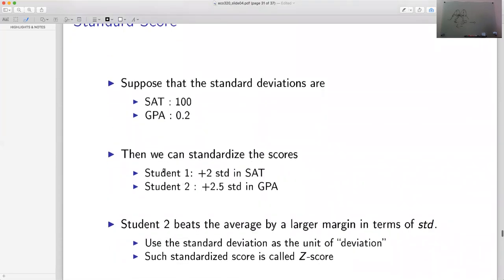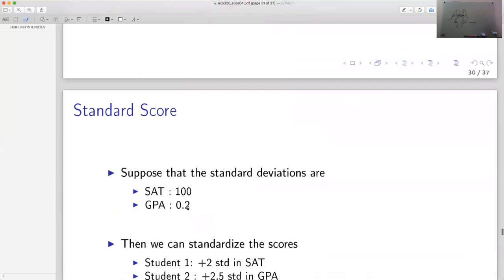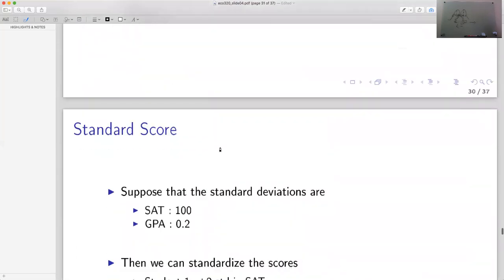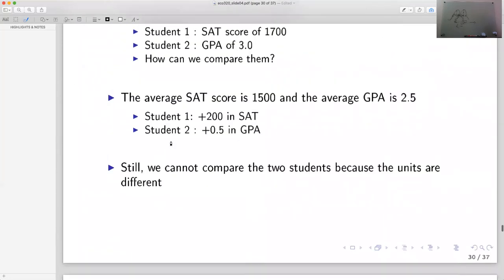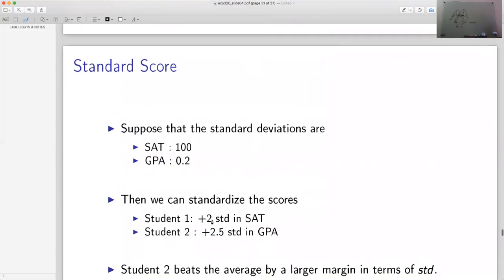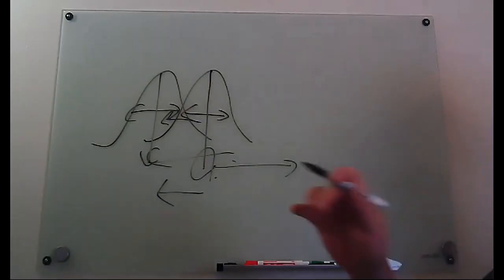So that means the 0.5 difference for GPA was measured against a standard deviation of 0.2. If we divide 0.5 by 0.2, that would be 2.5. And 200 divided by 100 would be 2. So graphically, this is how it would look.